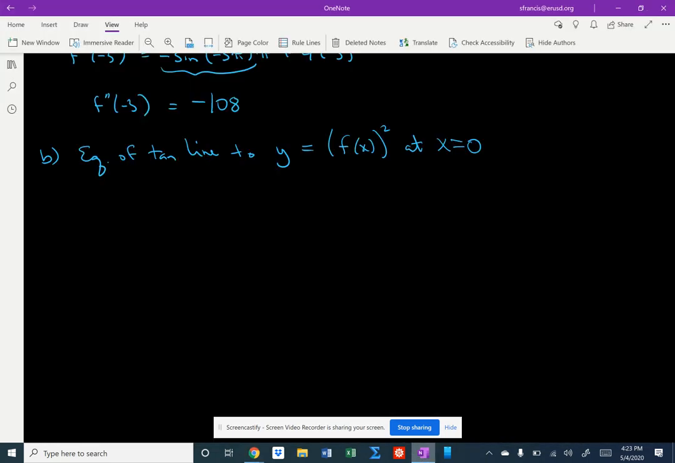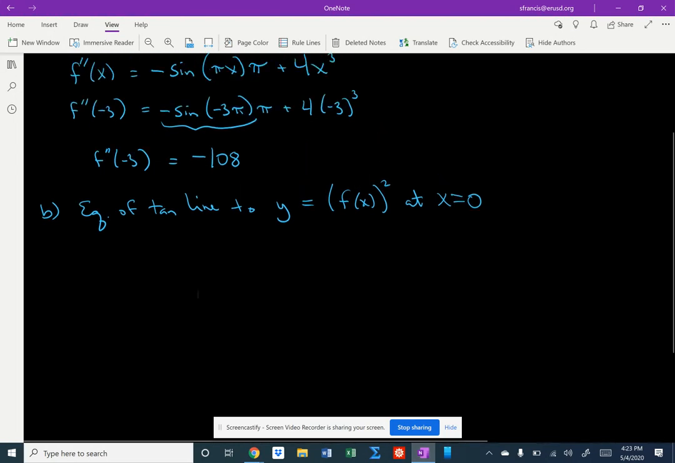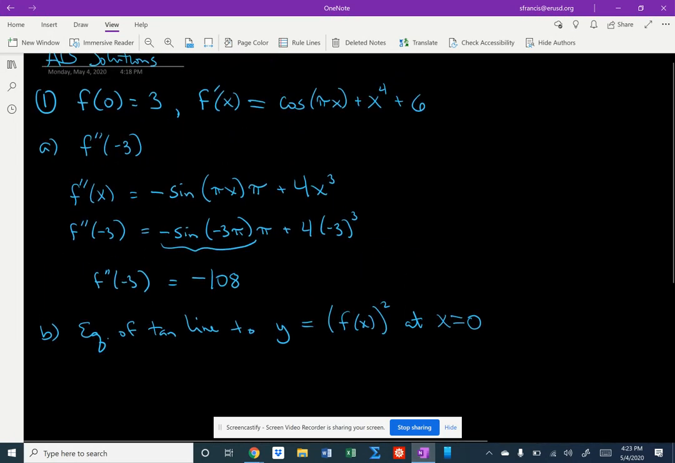All right, for part B, we needed to write the equation of the tangent line to y equals f of x quantity squared at x equals 0. Now, with our function f prime that was given up here, you can go through and find out what f of x equals. You can find an antiderivative of each of those terms, and then you could actually find the constant of integration because they gave you f of 0 was 3. I don't recommend you doing that. It takes more work, and they didn't intend for you to do that.